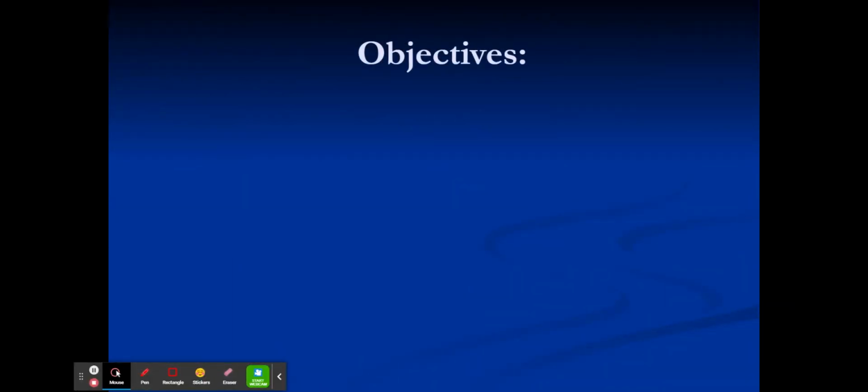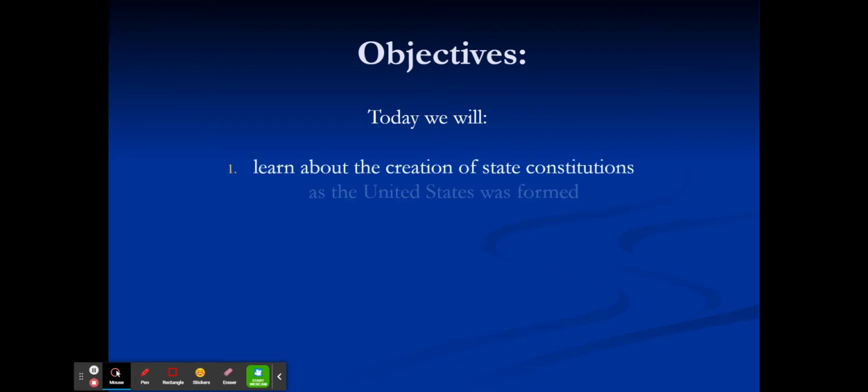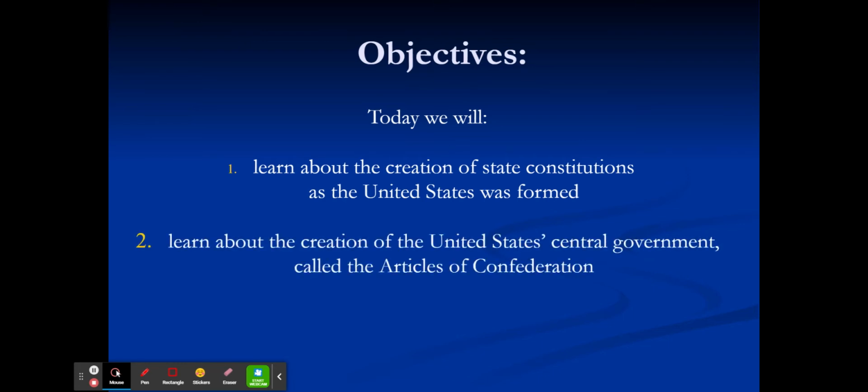So, today, our objectives. We will learn about the creation of state constitutions as the United States was formed, and we will learn about the creation of the United States' central government called the Articles of Confederation. Scholars, the Articles of Confederation was the name given to the first form of government set up by the United States. Keep that in mind as you're listening. Articles of Confederation, the first form of government of the United States. Here we go.